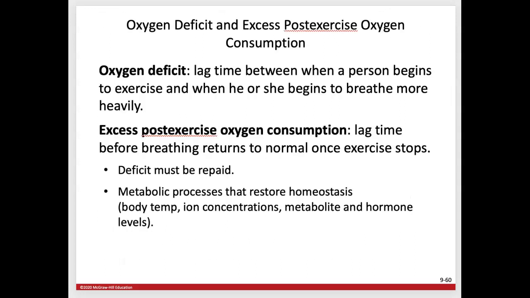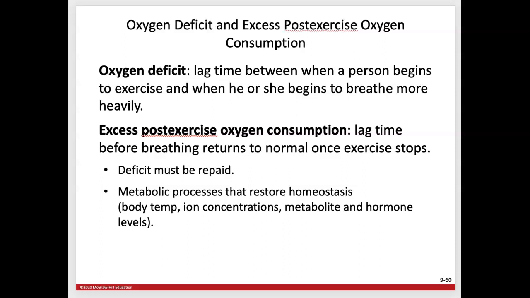All right, and oxygen deficit and excess post-exercise oxygen consumption. Oxygen deficit is the lag time between when a person begins to exercise and when he or she begins to breathe more heavily. Excess post-exercise oxygen consumption is the lag time before breathing returns to normal once the exercise stops. Basically, that oxygen deficit must be repaid, and that's why you're still breathing heavy after you stop the exercise.